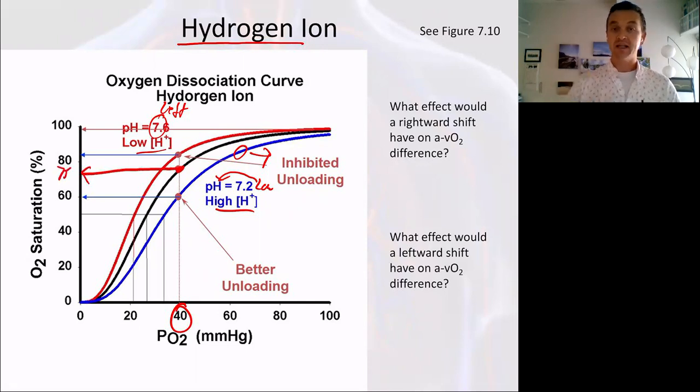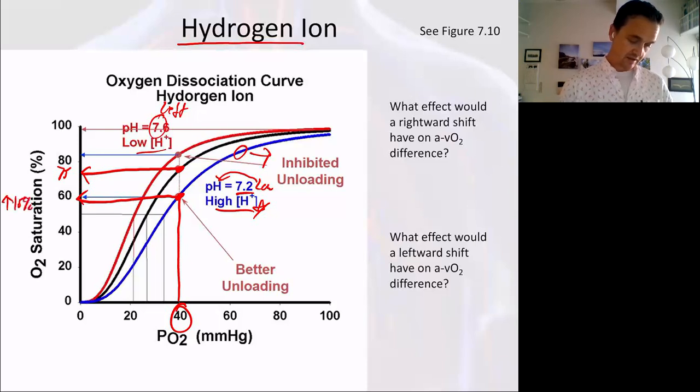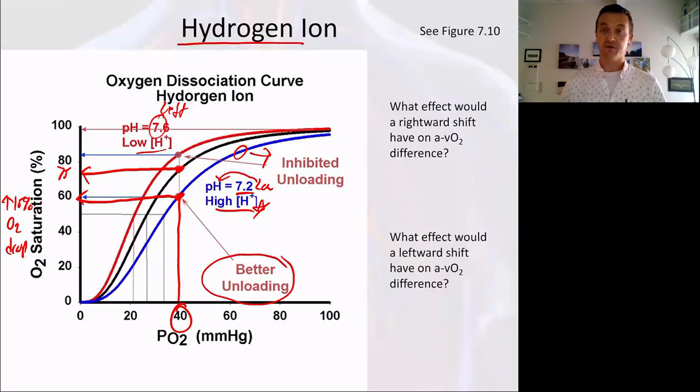Okay, but let's say we're producing a lot of hydrogen ion because we're exercising a lot. Okay, so that pH is going to drop, maybe something like that, right? High concentration of hydrogen ions. That drops our pH, so we get a rightward shift. Take that line up. Now we intersect with the blue line instead of the black line. Take that over. 60% now, right? We dropped off 15% more, so increase in 15% oxygen drop off. What does it say? It says better unloading, right? So that means more oxygen is dropped off.